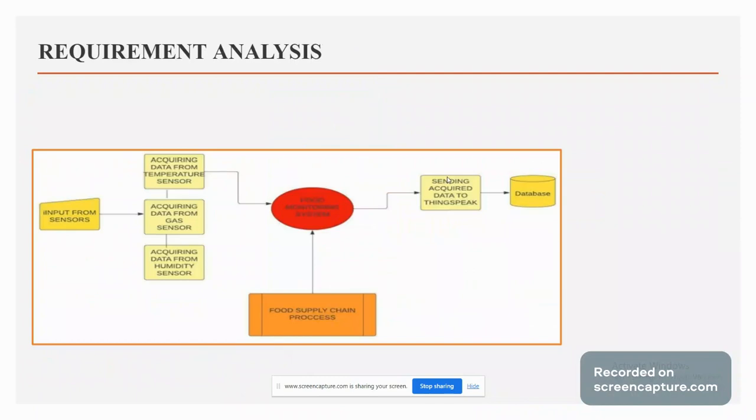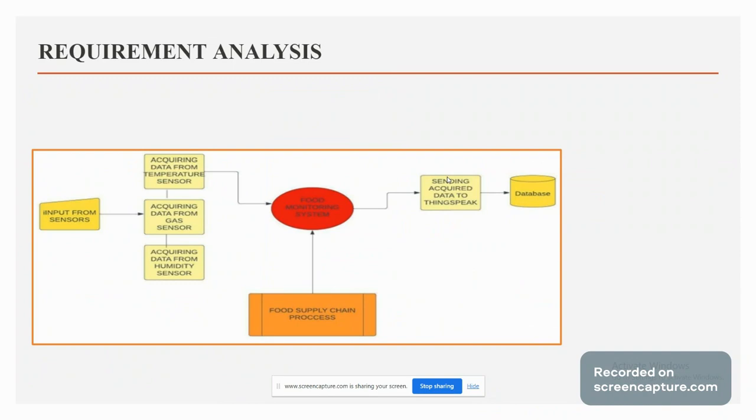So the requirement is that the input from the data sensors is collected and sent to the cloud via an API key that is obtained from ThingSpeak, and the data gets visualized as a graph in ThingSpeak, where the user gets to know the temperature, humidity, and the gas value. So these are the things we are going to analyze to predict whether the food is spoiled or not.